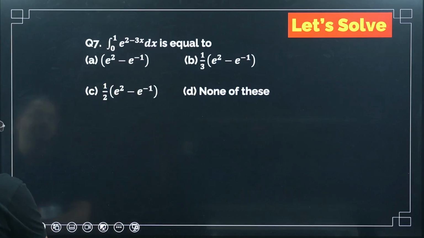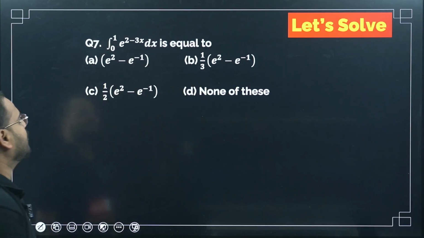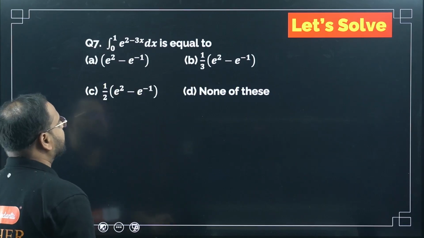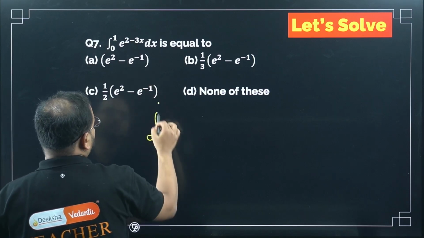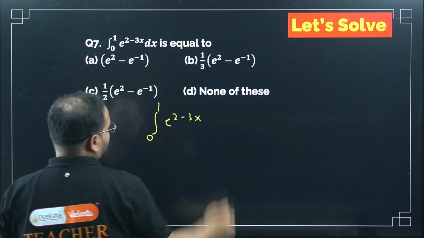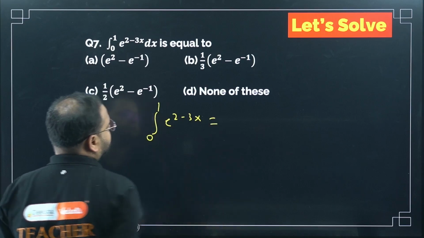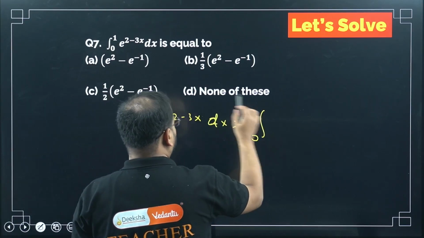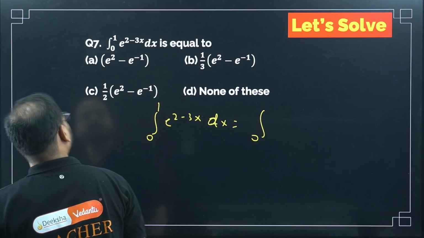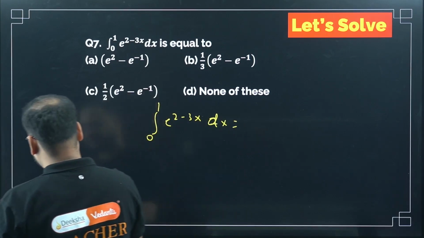Moving on to question number 7. So again a very very simple question. Okay. How will you solve this? Integrate this 0 to 1 e power 2 minus 3x. Okay. This will become, again with the dx, 0 to 1. Okay. I am taking the integration directly. Can't write it again, sir.